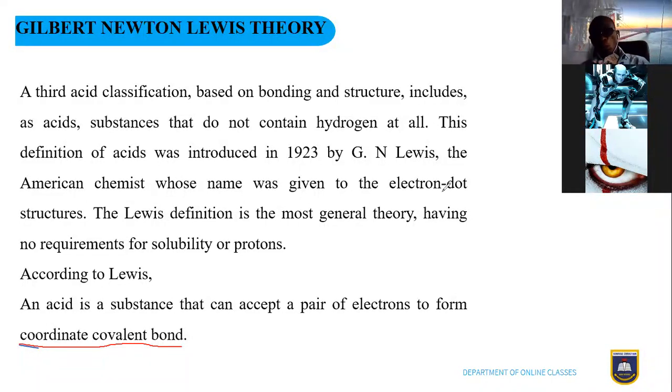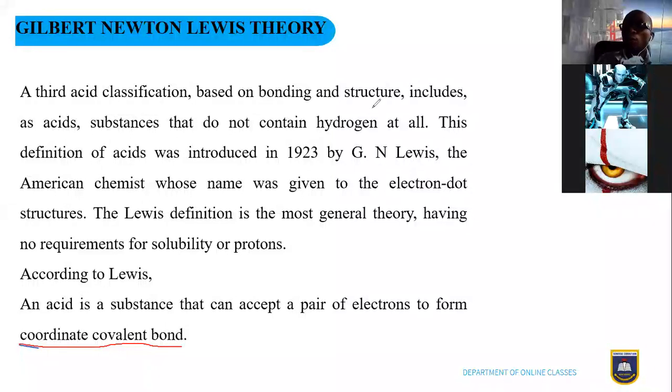Coordinate covalent bond is a type of covalent bond. But in this type of covalent bond, the electrons that are shared between the 2 atoms, whether it is 2 electrons or 4 electrons, are all donated by only 1 atom. So only 1 atom donates the electrons, then they are shared between the 2 atoms. That's coordinate covalent bond.